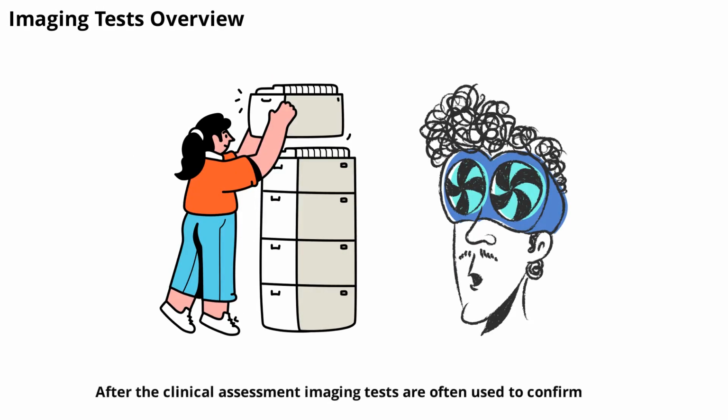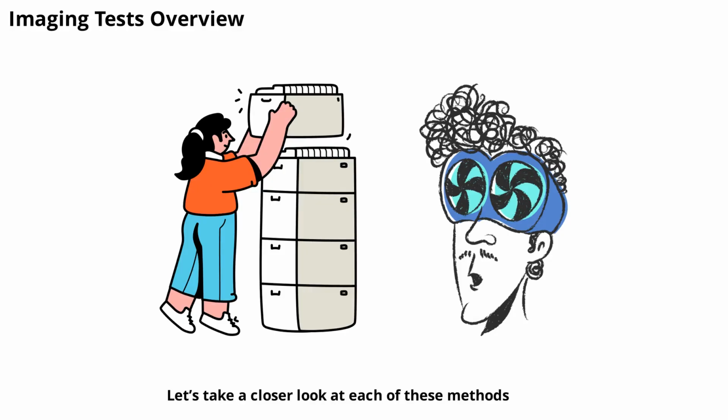After the clinical assessment, imaging tests are often used to confirm the diagnosis and evaluate the severity of osteoarthritis. These tests provide a visual look at the bones and joints, helping doctors spot changes that aren't always obvious during a physical exam. The most common imaging tests include X-rays, MRI, and sometimes ultrasound. Let's take a closer look at each of these methods.